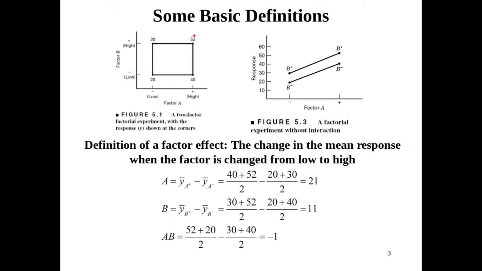We take this diagonal, 50 and 20, take the average of those two, 50 plus 20 divided by 2, and then take these two diagonal values, 30 plus 40 divided by 2, and take the difference of the two averages. We got here -1. As you can see, its magnitude is very, very small compared to the effect of the main factors, and it's a negative effect.